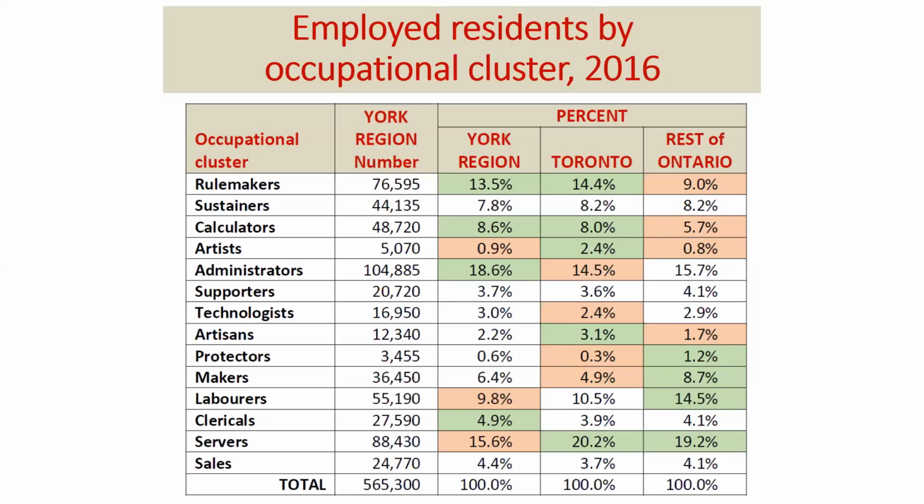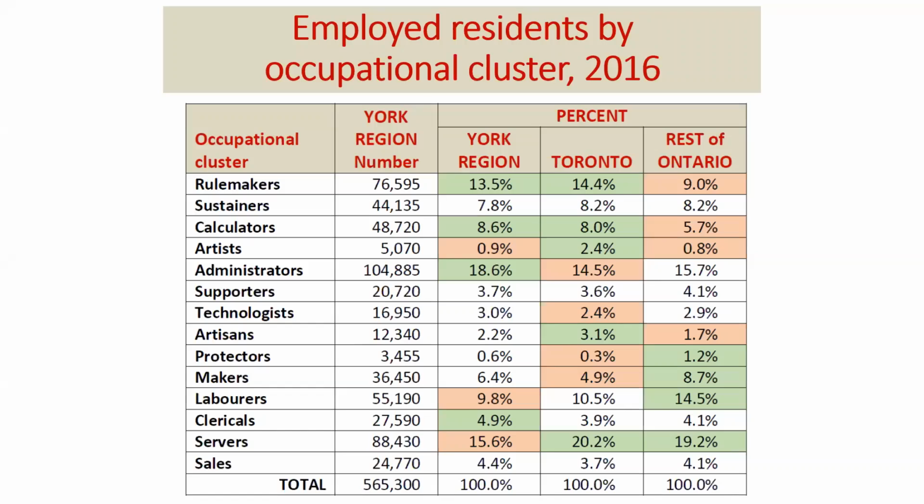And some of the categories are extremely small. On that protectors category, in comparison to the administrators, it's only 3,000. Artists, 5,000. Artisans, 12,000. Those are lower categories. And in the next columns, we showed the percentage distribution of these clusters, starting among York Region residents. And then we wanted to compare it to Toronto and the rest of Ontario.